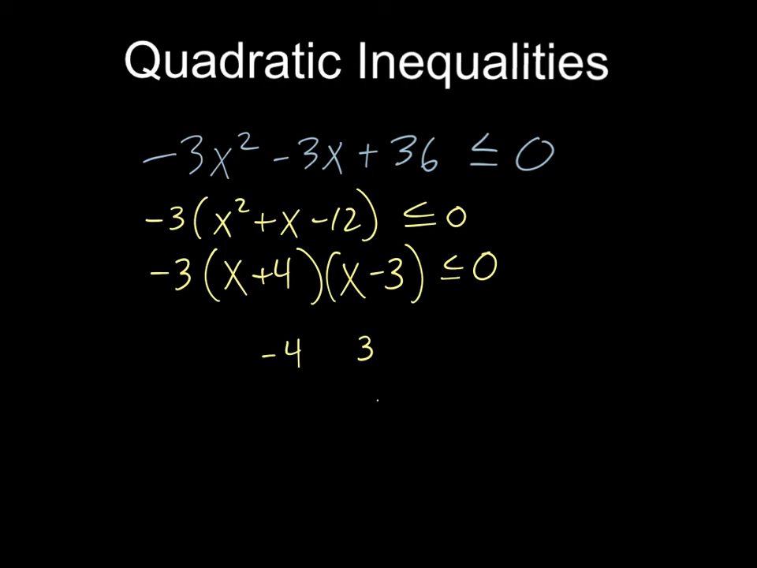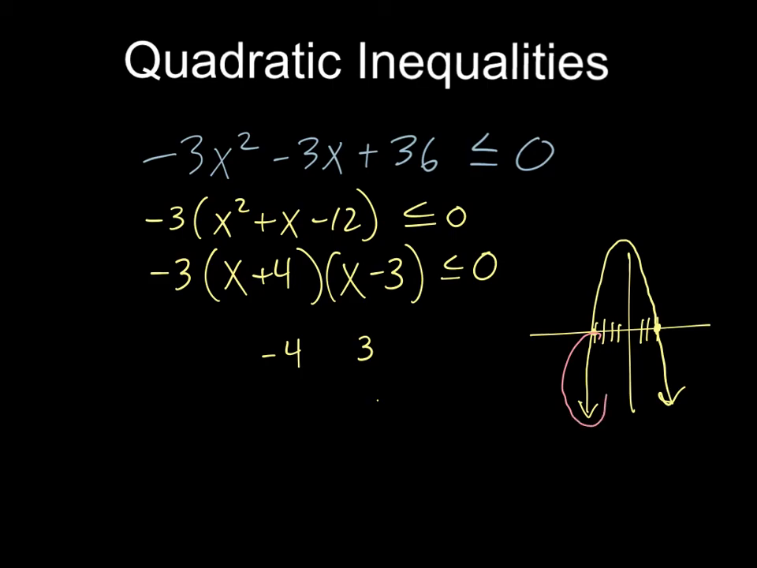So you can sketch it if you want. Negative 4, positive 3. It's opening downward. The steepness is not really an issue, but this happens to be a pretty steep parabola. And the question is, where is this thing less than or equal to 0? Now I switched my sign to less than, but I also flipped my parabola upside down. So this thing is less than 0 out here when I am to the left of negative 4. So negative infinity to negative 4.